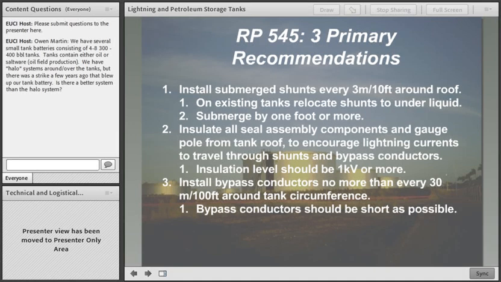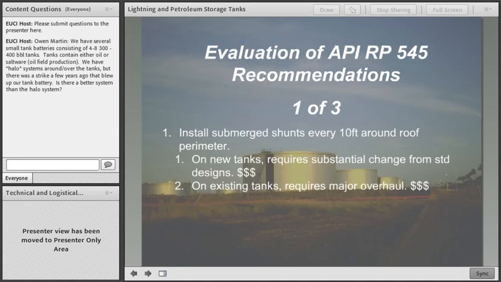Number two, insulate all seal assembly components from the tank roof. The idea here is to encourage the lightning currents to travel through the shunts and bypass conductors rather than going through the shoes and the seal assembly and the roof mechanisms. Number three, install bypass conductors every 10 feet around the circumference of the tank. I'm sorry, every 100 feet around the tank circumference. And these bypass conductors should be as short as possible.